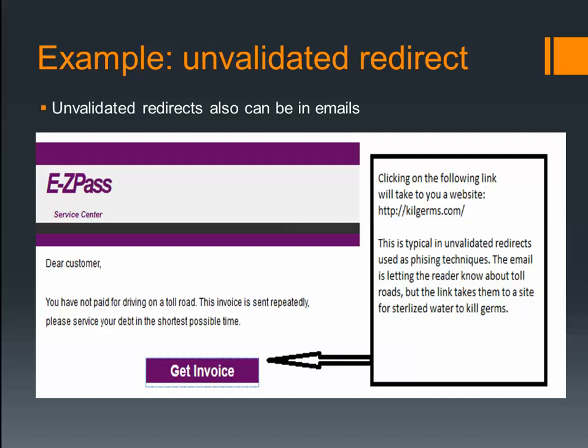But if you look at the link and you hover your mouse over it, you can see in the text box I've brought up, and I actually shortened it up a little bit here, it takes you to a website called killgerms.com, which has absolutely nothing to do with EasyPass and their invoicing system. This actually takes you to a website talking about killing germs using sterilized water. A great example of a URL redirect. You try to get the visitor to be looking at one thing while they're actually clicking on another.